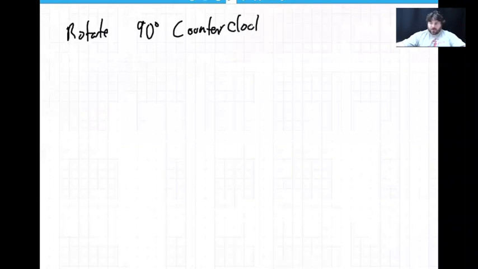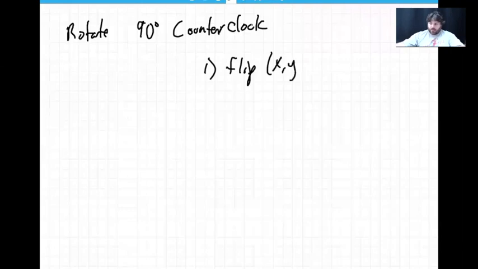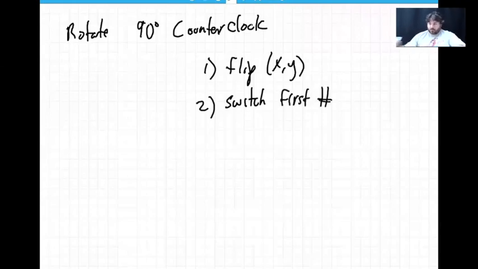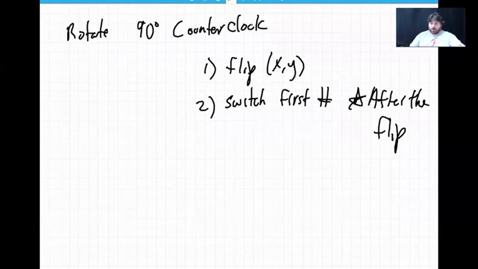So the opposite direction. Instead of rotating the way a clock moves, I want to rotate the opposite way. Well, here are my steps. You still flip the X and the Y, but guess what? You switch the first sign, the first number. Now, this is after you flip them. It's important that you switch after the flip. If you switch before, it won't work. So same thing: if you want to go 90 degrees versus 180, you just keep repeating it until you get to where you need to be.